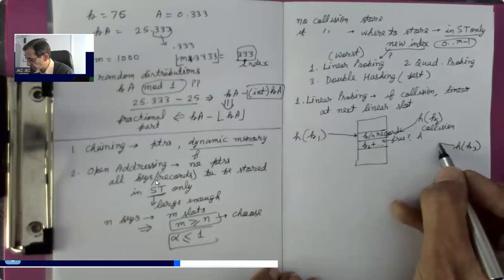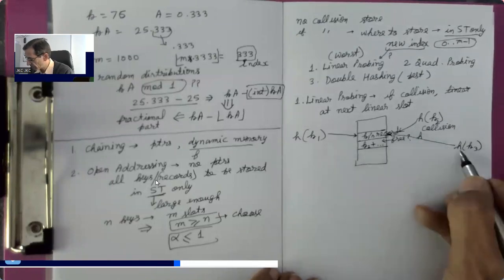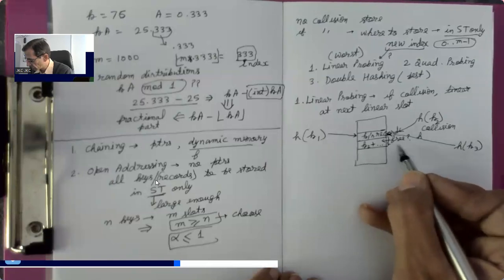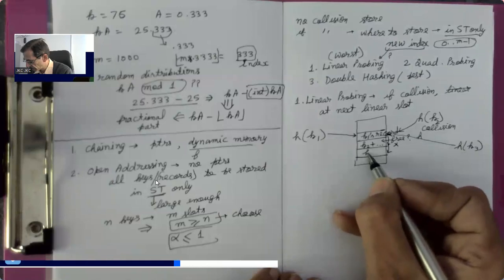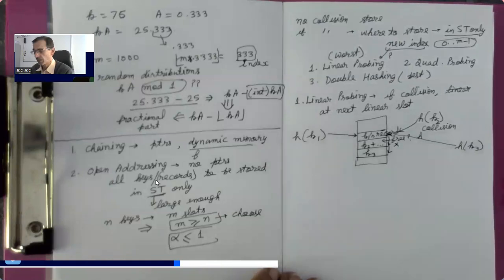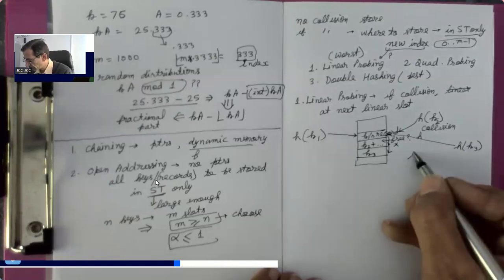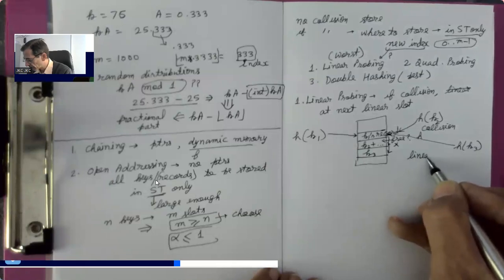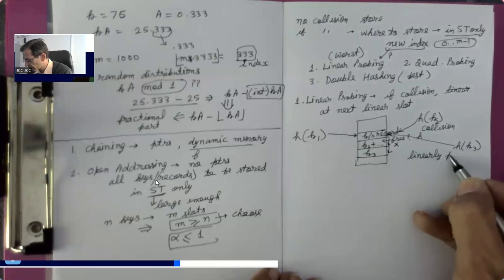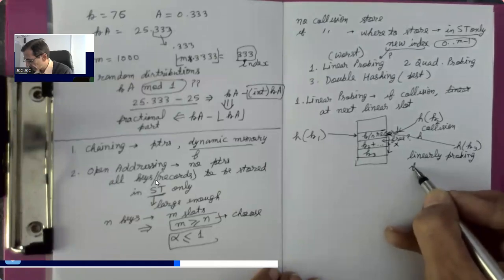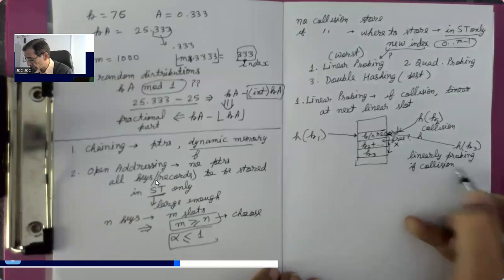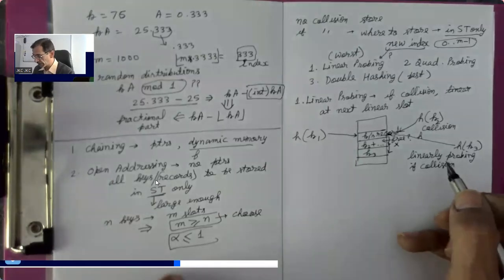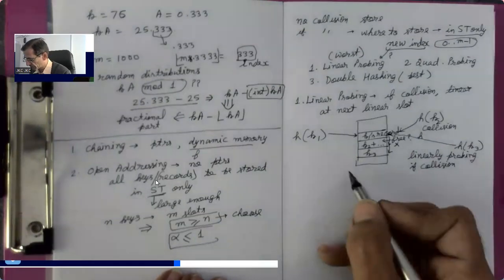That also, if I assume it maps to the same address, the next location is also not free. Next is free. So my K3 will get stored here. So linearly, I am probing to find the next location for the storage in case of a collision. This is what is called linear probing. Of course, it will have its own advantages and disadvantages, but this is what the method says.